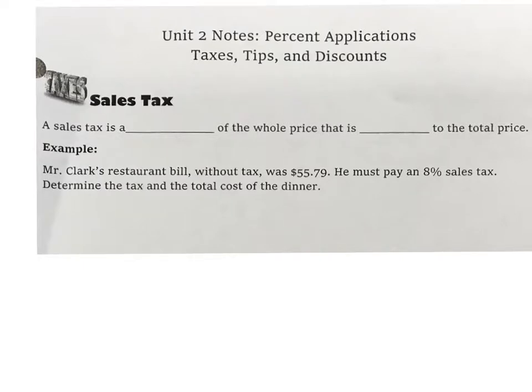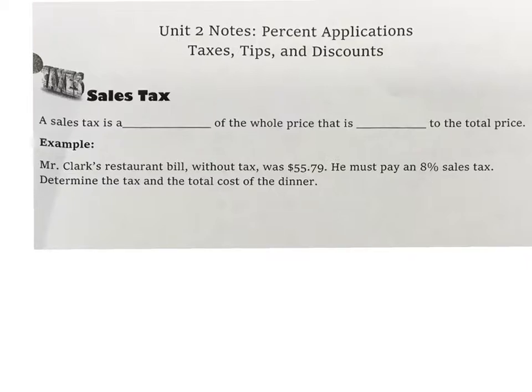So first we're going to talk about sales tax. A sales tax is a percent of the whole price that is added to the total price. You will see sales tax when you go to the grocery store, if you go out to dinner, anytime you are buying anything, not even just the grocery store. If you go to Best Buy and buy a TV, you're going to have sales tax, which that money goes to our government to keep our government running.